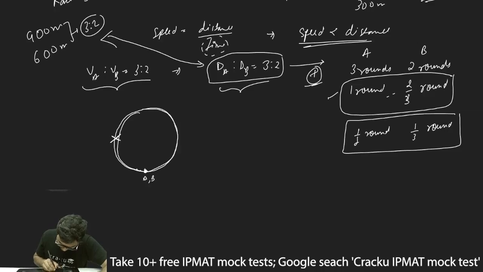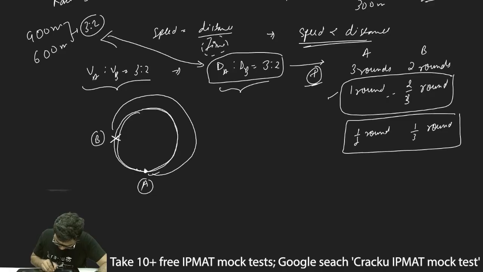So if A has reached here, B will be somewhere here. This is 2/3 of the distance, and B is here. Now let's say B has to cover 1/3 of the distance more. So by the time B is covering 1/3 of a round, A will cover only 1/2 round.